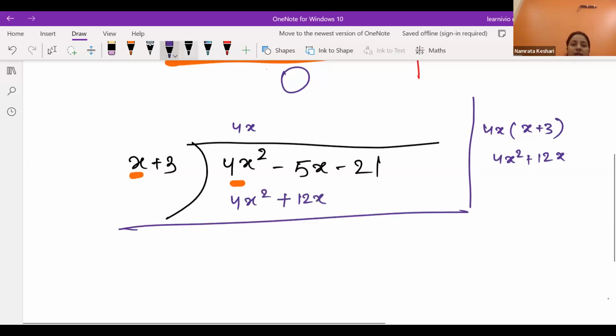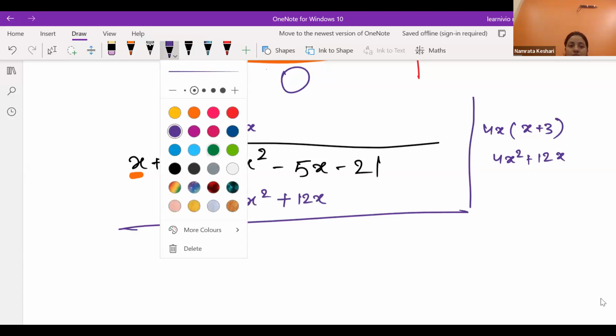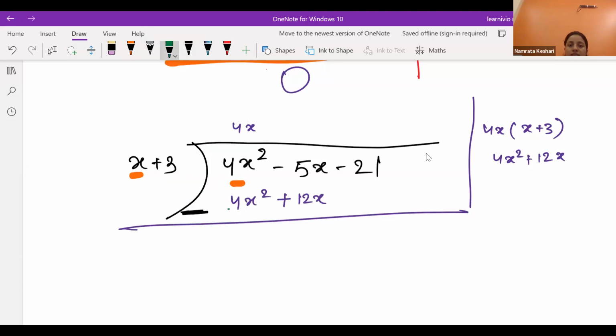We will do the subtraction and each and every sign will reverse. So this is becoming negative and this is becoming negative. Now you need to focus on this green sign. 4x square minus 4x square, 0. Minus 5x minus 12x, minus 17x. Is it so? Yeah, it is so. Minus 21. Now again the same question.